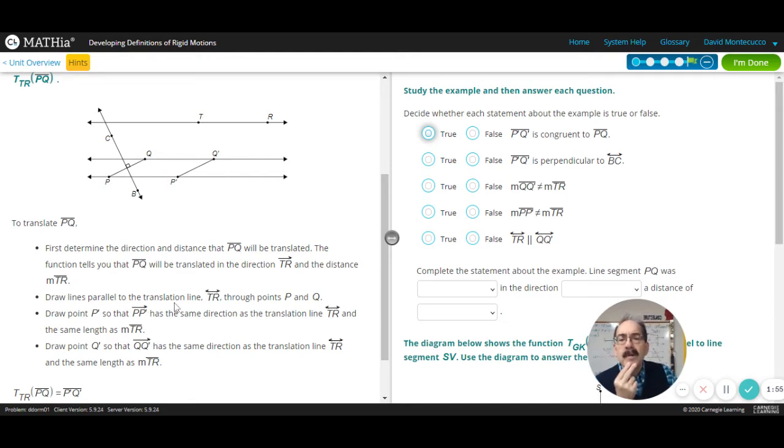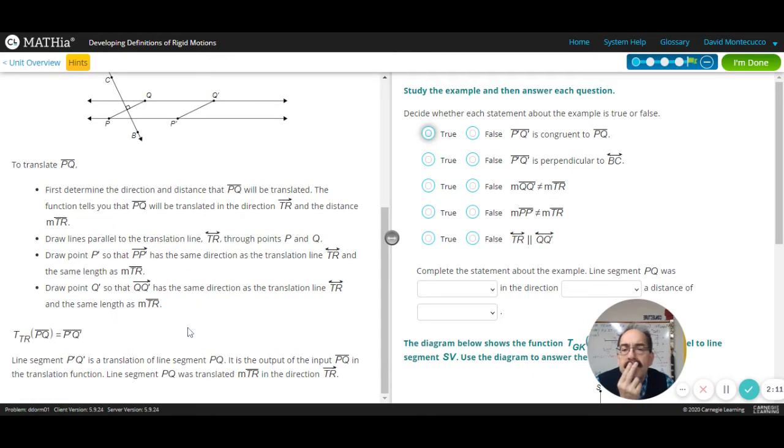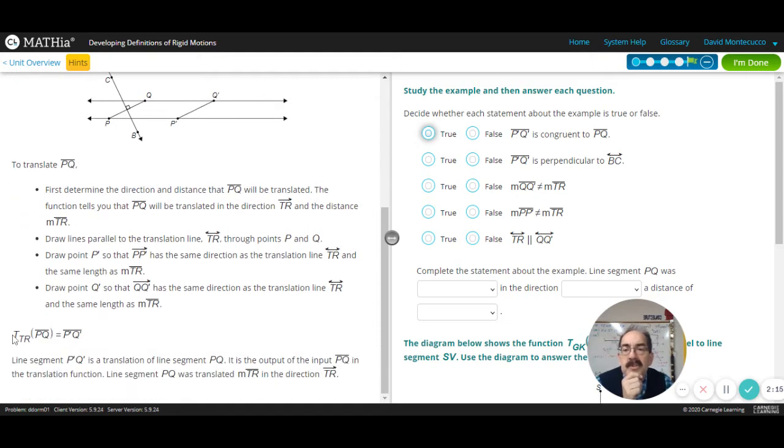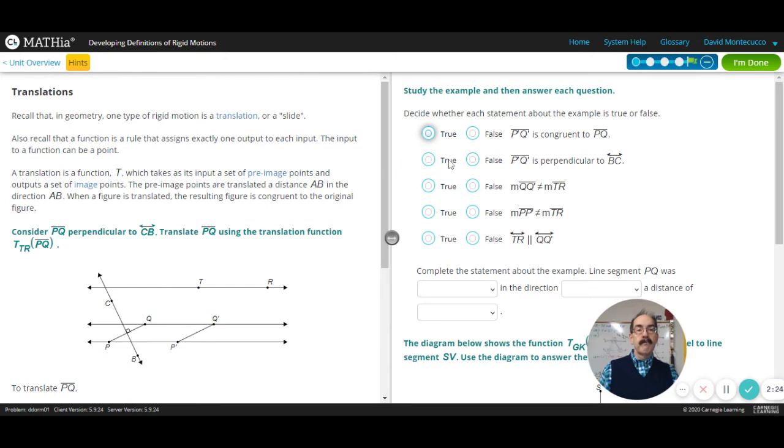Draw lines parallel to the translation TR to the point PQ. Draw the point P such that PP prime, TT prime. Therefore, we can say to translate PQ from here over to here. Wow. All right. Study the example and then answer the questions.